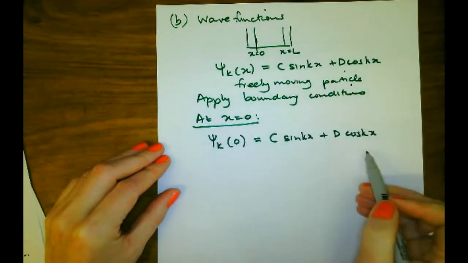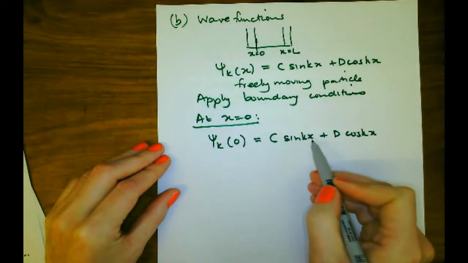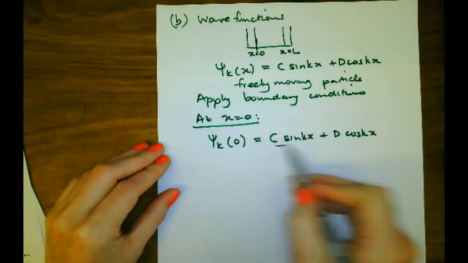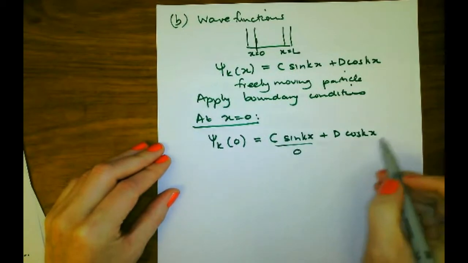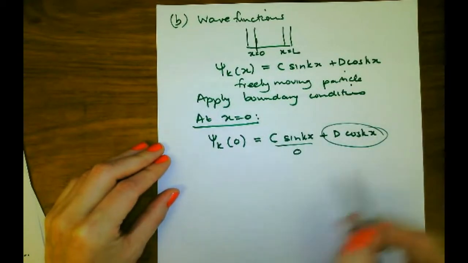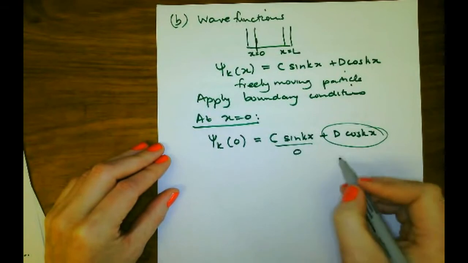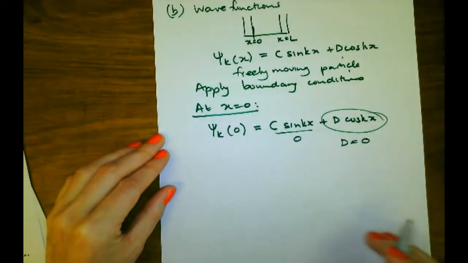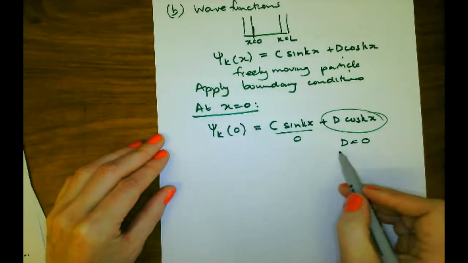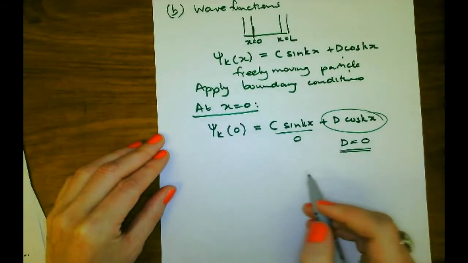How do I make that wave function go to 0? Well, if x is 0, sine of 0 is already 0, so that part is okay. This term is problematic. How do I make that term go away? I can make it go away by making d equal to 0. So that is what I'm going to do.